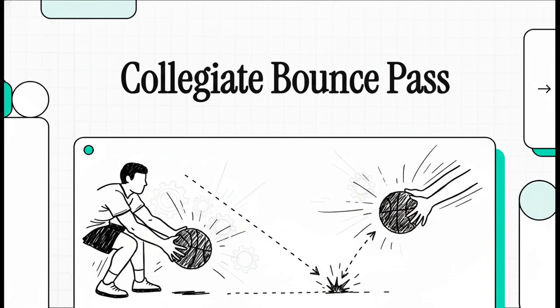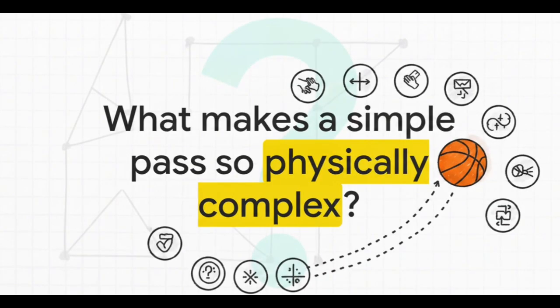down. We're going to see exactly why it's actually this high-stakes, biomechanical marvel. We're talking about an incredible feat of human physics disguised as a simple pass. So what really makes a simple pass so geometrically and physically complex?